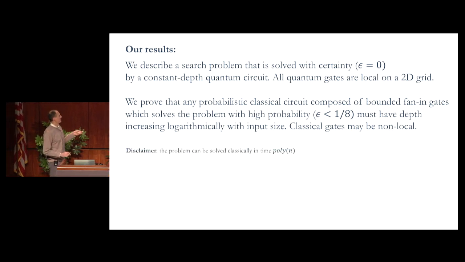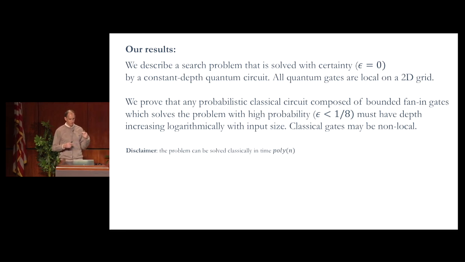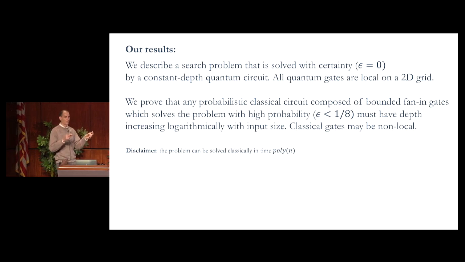But as usual, there is some fine print. You can probably not read this, but what it says is that this problem can be solved classically in polynomial time. So we don't achieve a quantum speedup similar to Shor's algorithm, but this is a quantum advantage if we restrict both quantum and classical to constant depth.